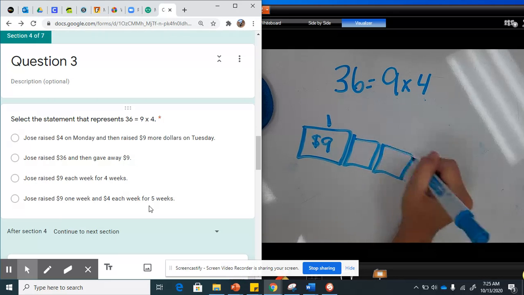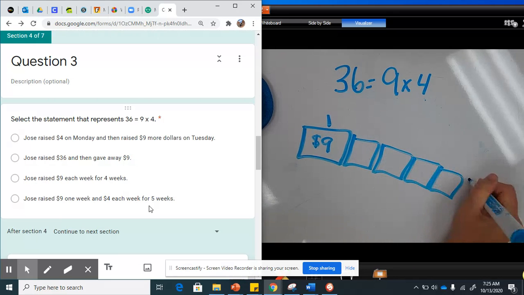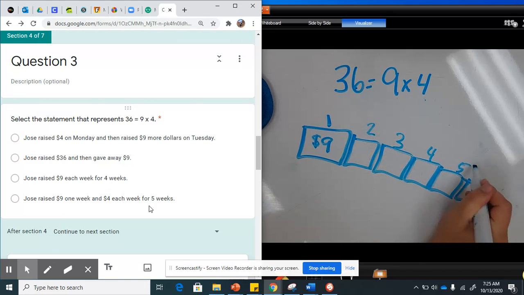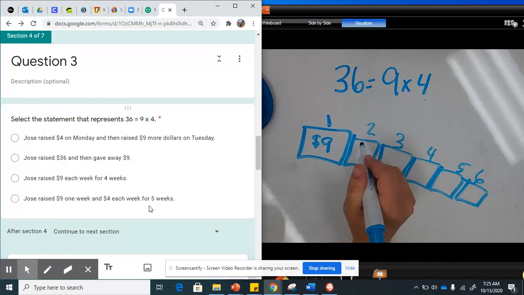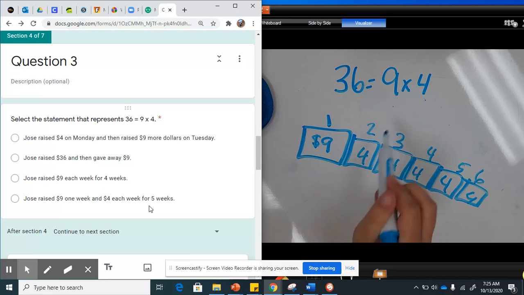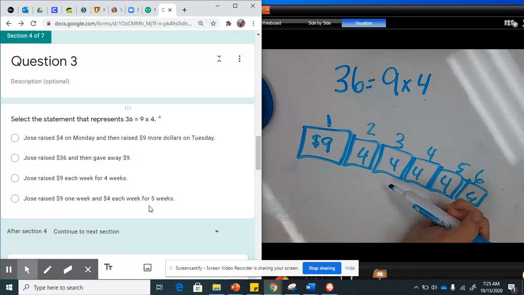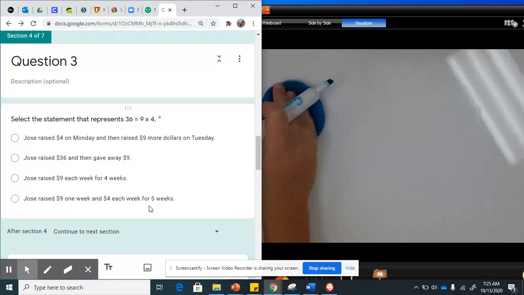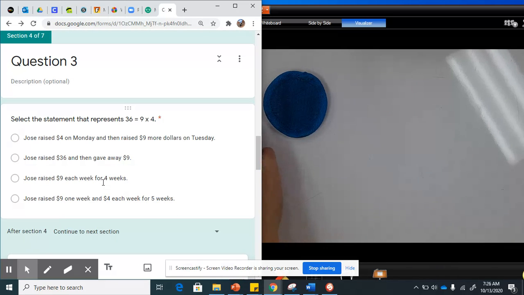So 1, 2, 3, 4, 5. So that's week 2, 3, 4, 5, 6. So those are my 6 weeks. And in these weeks he earned $4. Well, that is not showing me 9 equal groups of 4 or 4 equal groups of 9. So that would not be the correct equation either. So I will stick with my answer choice of answer C, or the third answer.